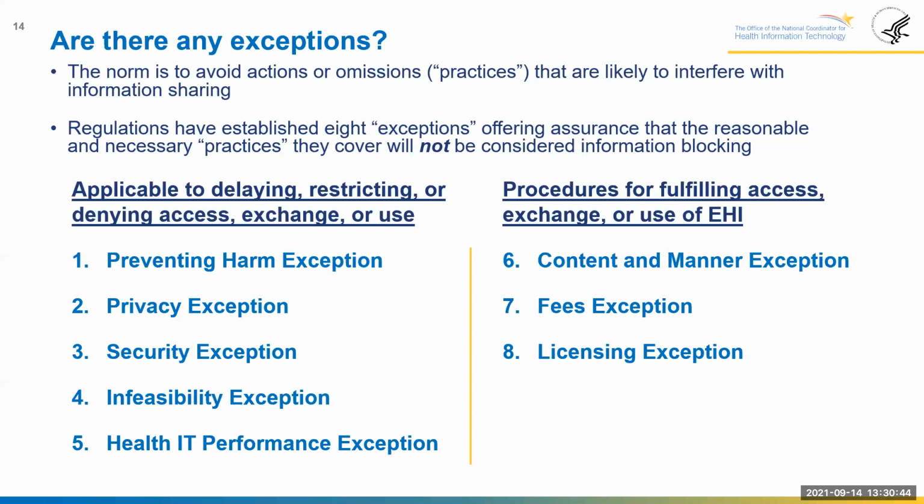And then the other bucket of exceptions basically involves procedures for fulfilling. So content and manner. Maybe someone asks you for EHI and you could disclose that EHI to them legally, but you can't do it in exactly the manner they asked for. Maybe it takes a particular technology you don't have yet. The content and manner exception lays out what's the minimum content that you would be expected to share and gives you a framework to look at alternative manners of moving that data, prioritizing interoperability. What manner can you do it that keeps as much of the interoperability as the information has in your system as you can.